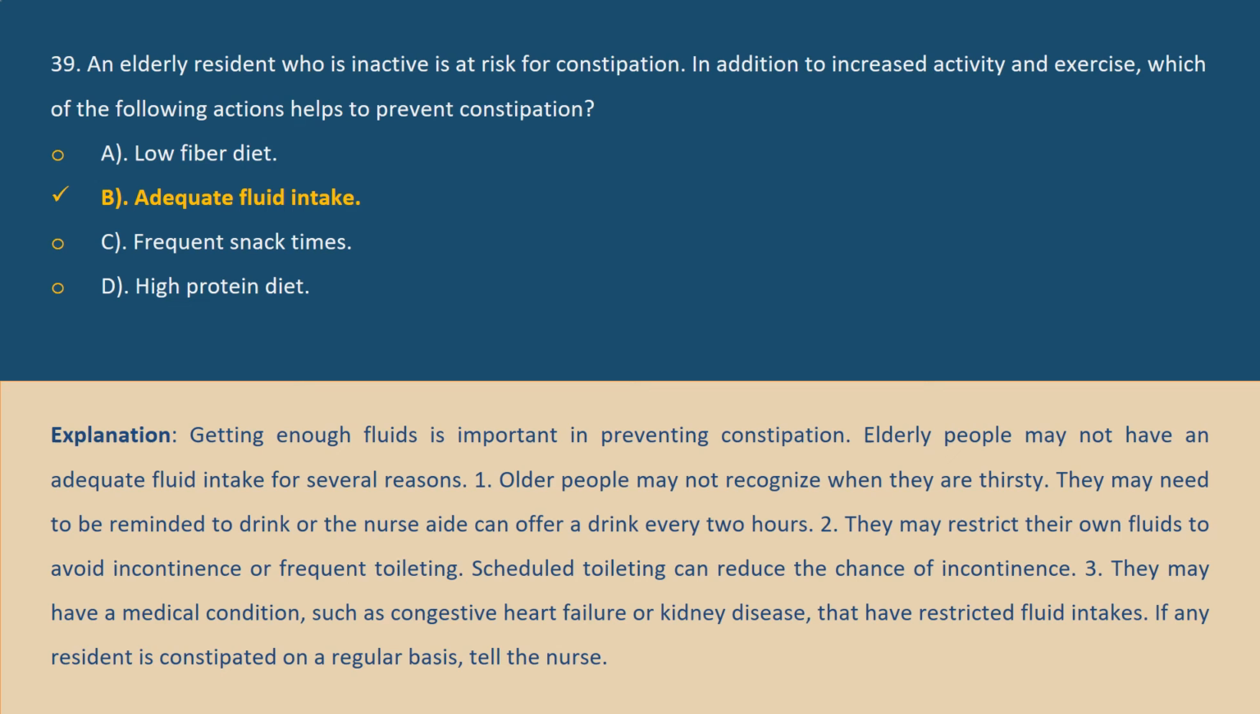2. They may restrict their own fluids to avoid incontinence or frequent toileting. Scheduled toileting can reduce the chance of incontinence. 3. They may have a medical condition such as congestive heart failure or kidney disease that has restricted fluid intake. If any resident is constipated on a regular basis, tell the nurse.